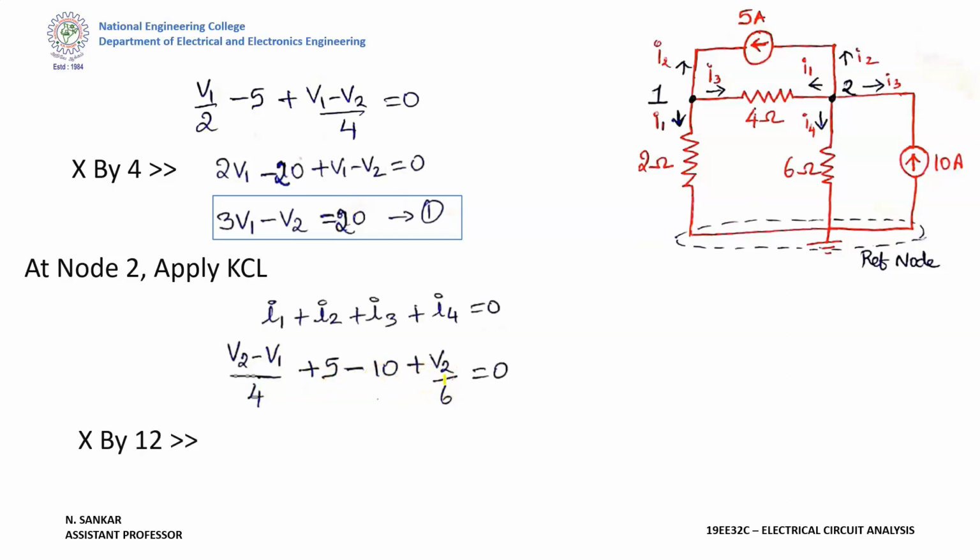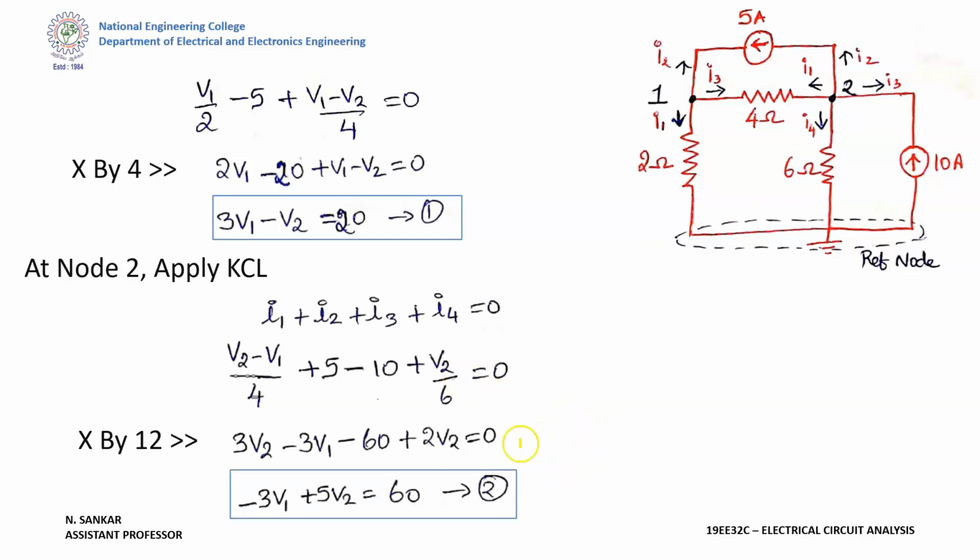Okay, just multiply by 12, the equation will be like this, and just bring the constant term towards right side and add the V1 term, V2 term. So the equation will be minus 3V1 plus 5V2 is equal to 60. So totally we have two equations, equation number 1 and equation number 2. We have two unknowns, V1 and V2. So now just add equations 1 and 2, automatically 3V1 and minus 3V1 get cancelled. So which will be equal to 4V2, that is equal to 80, that is V2 is equal to 20 volt.